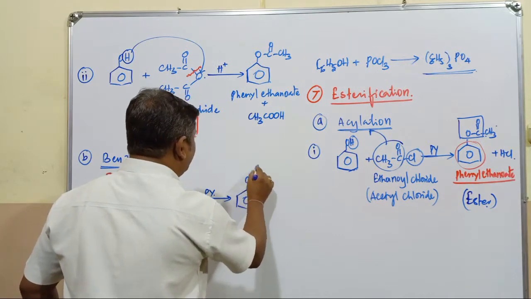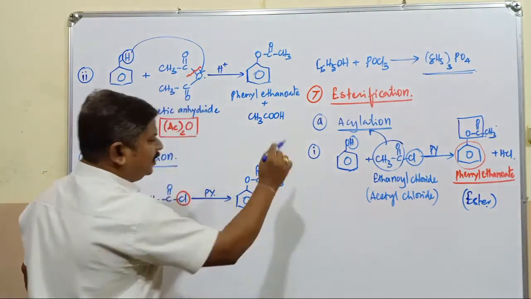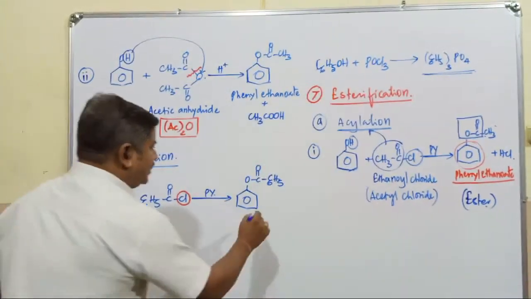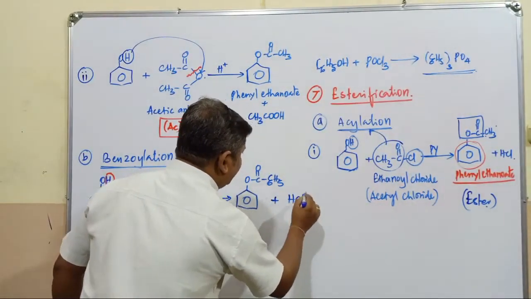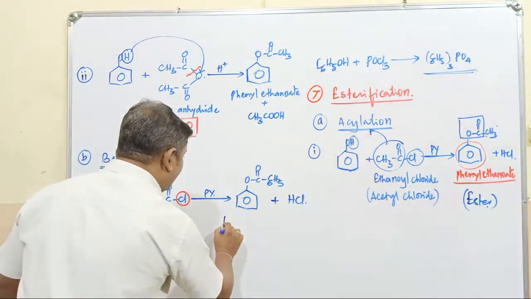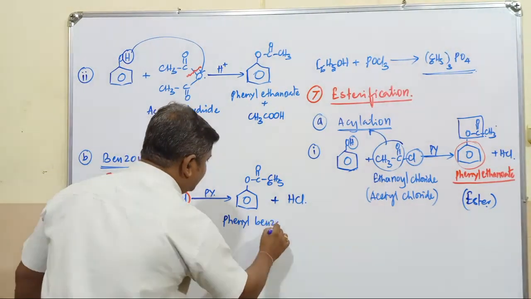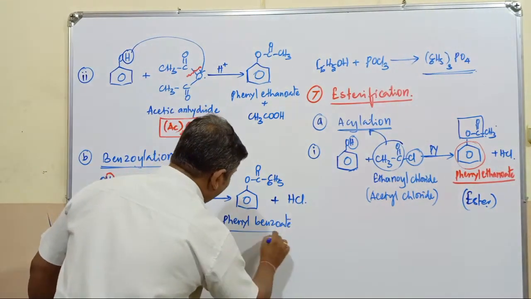O C double bond O and C6H5, C6H5, plus what is another product here? HCl. What is the name of this compound? It is known as phenyl benzoate. This compound is known as phenyl benzoate.